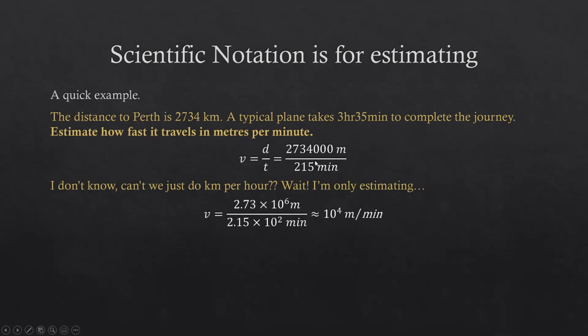This one here, I'd have to move the decimal point 2 to the left. So this is 2.15 times 10 to the 2. And then as soon as I look at this, let's say I don't care about the details for a moment. This is just 10 to the 6 divided by 10 to the 2. That's really easy. That's 10 to the 4, right?